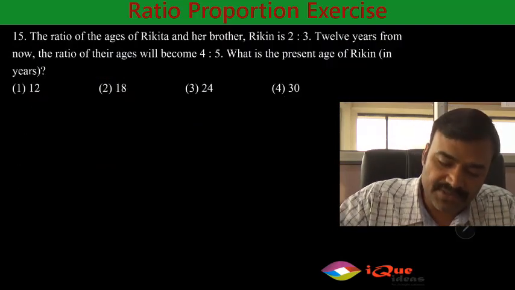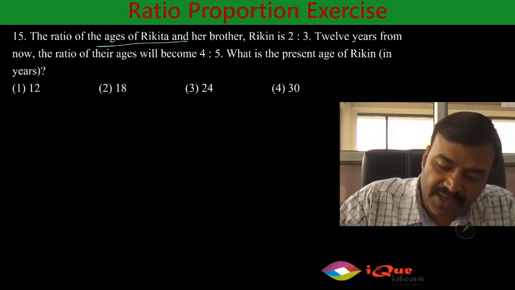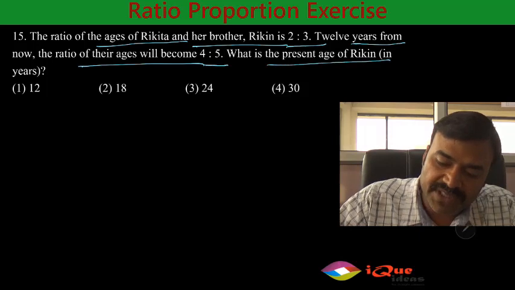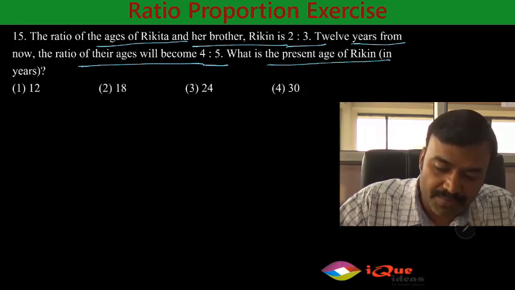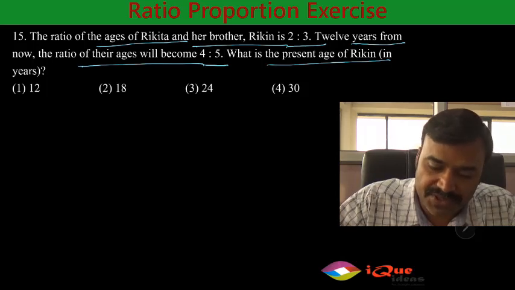Now the next question is a question based on ages. It says, the ratio of ages of Rikita and her brother Rikin is 2:3. 12 years from now, the ratio of their ages will become 4:5. What is the present age of Rikin? There are multiple methods of doing this question.